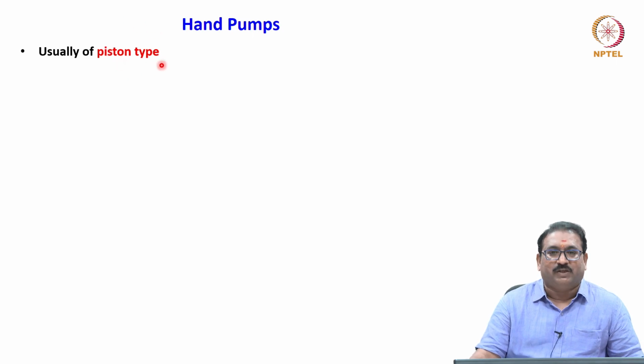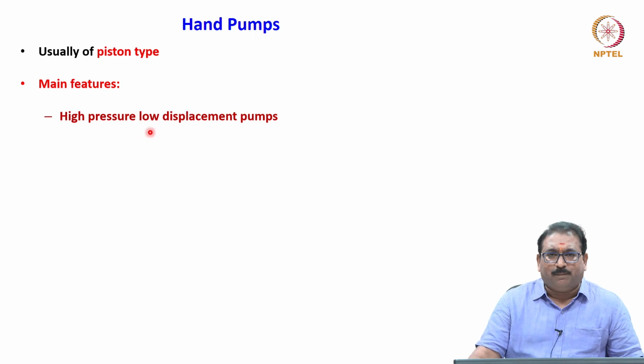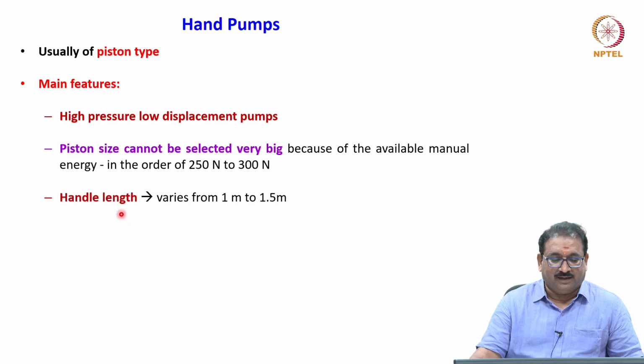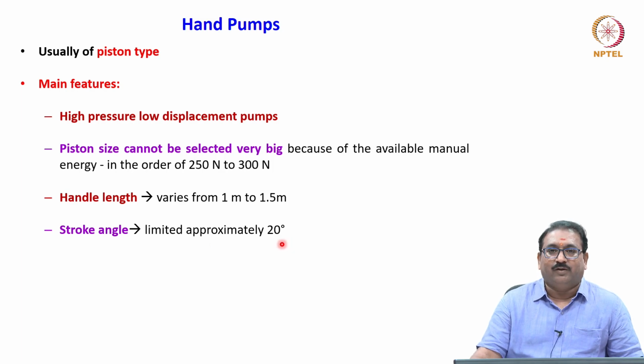They are usually the piston type, as I have told you. Main features are high pressure, low displacement pumps. Piston size cannot be selected very big because of the available manual energy, in the order of 250 Newton to 300 Newton. Handle length varies from 1 meter to 1.5 meter. Stroke angle is limited to approximately 20 degrees.